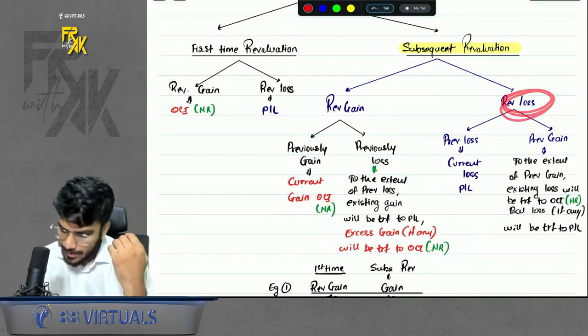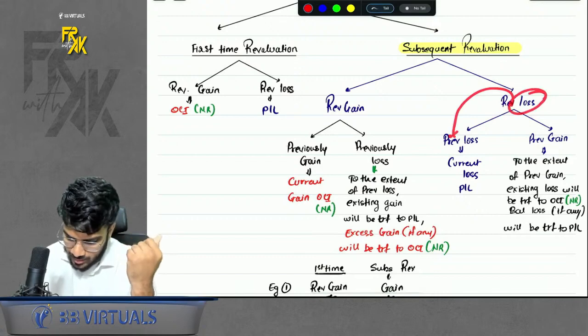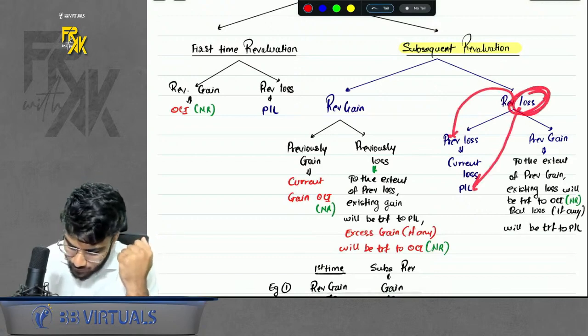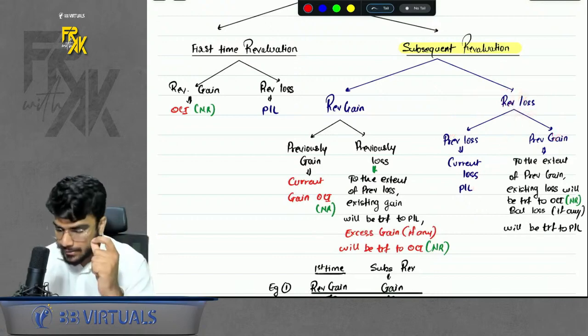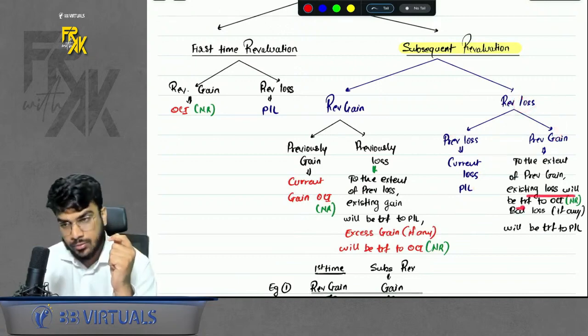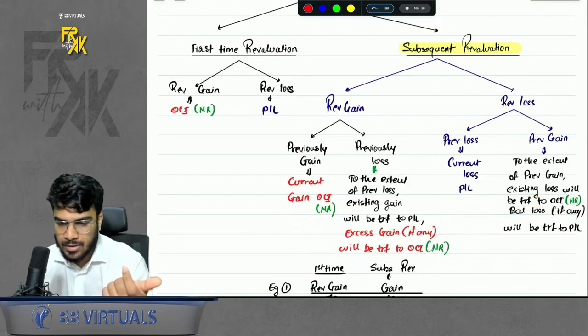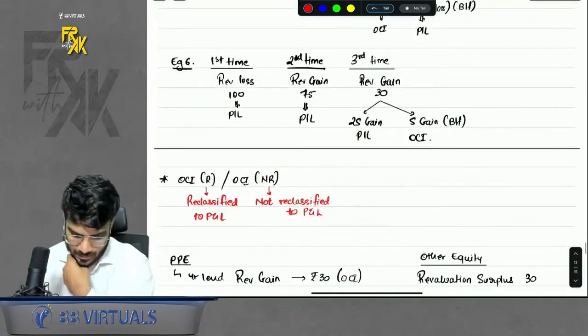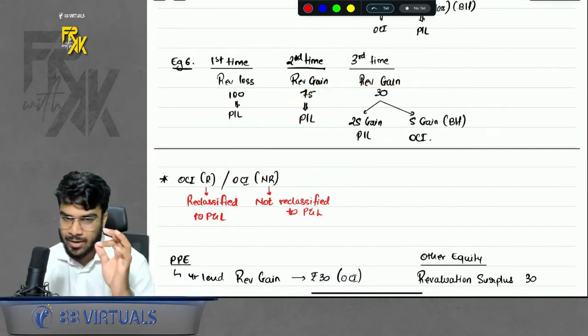Now if you have a loss, and previously also you had a loss, such loss will be transferred to profit and loss. But now if you have a loss and previously you had a gain, then set off. That means to the extent of previous gain, the existing loss will be transferred to OCI. Balance loss, if any, will be transferred to profit and loss. Okay, we discussed some examples also. Do revise this at home also.